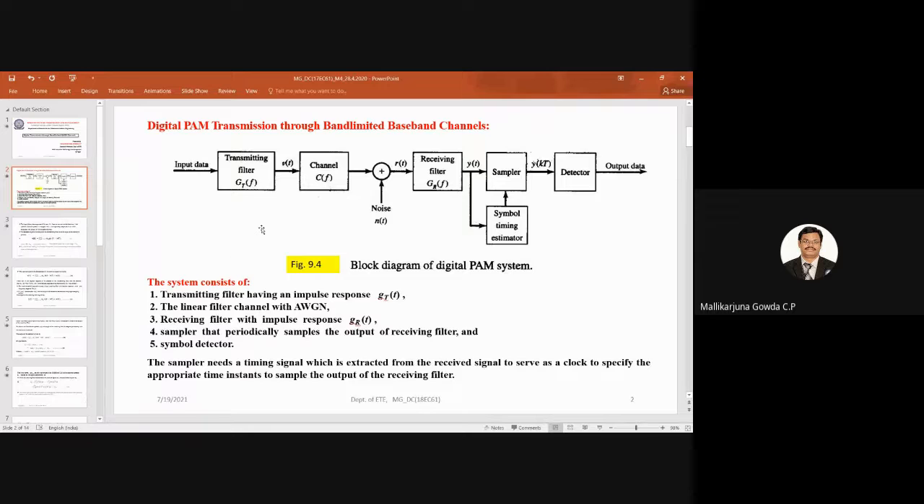So amplitude of the pulse means here two things are there. One is your symbol data, another one will be the carrier. So depending upon the input symbol, the amplitude of the carrier will be varied. Hope you will be able to visualize that PAM signal. I think I taught this in the previous semester, if I am correct. PAM signal, pulse amplitude modulated signal, so the amplitude of the pulse is varied.